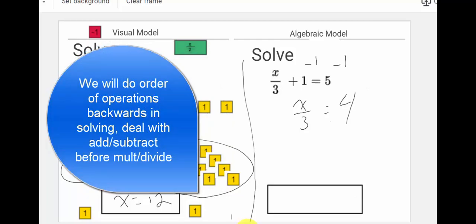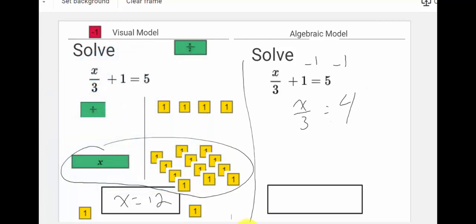So now I've got x over 3 equals 4, and I want x on its own. So if a third of an x equals 4, then a whole x. To get a whole x, I need 3 of these thirds, because 3 thirds is the same thing as a whole x. So if I multiply the left side by 3, I better be fair and multiply the right side by 3, and I get x equals 12.